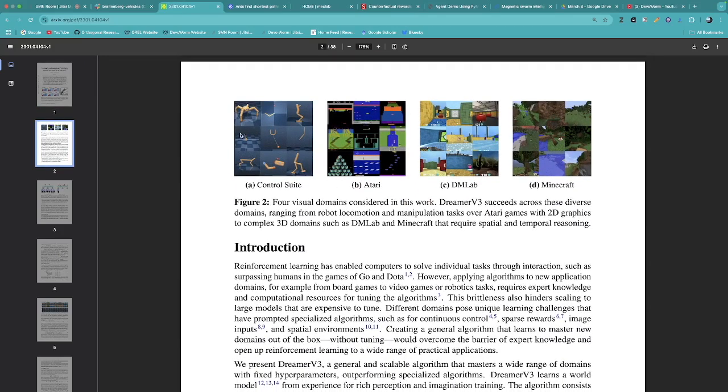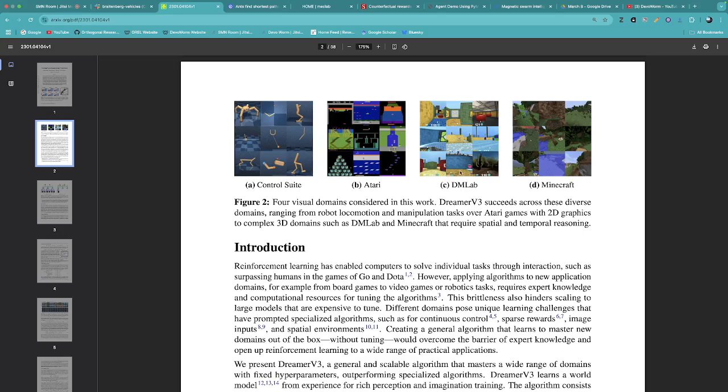So these are the visual domains. This is the control suite, where it looks like they're doing a lot of robotic simulation. The Atari game environments, where you have these 8 and 16-bit games where you're doing simple tasks, running towards a goal, trying to hit a ball, and shooting, first-person shooters, or I guess third-person shooters and things like that. So this is all in the Atari suite.